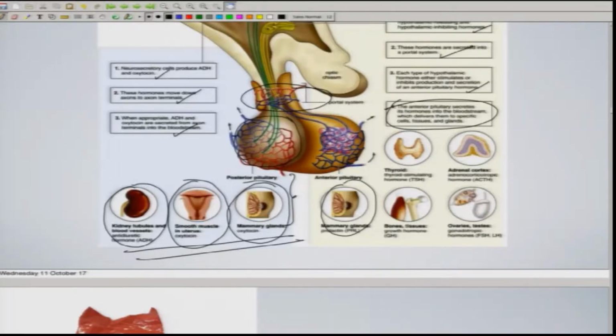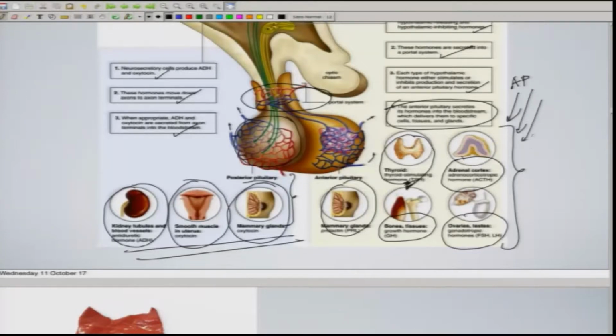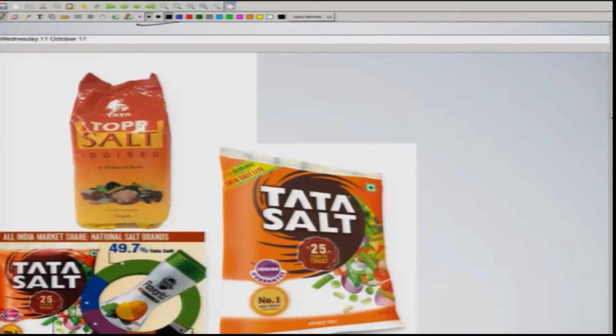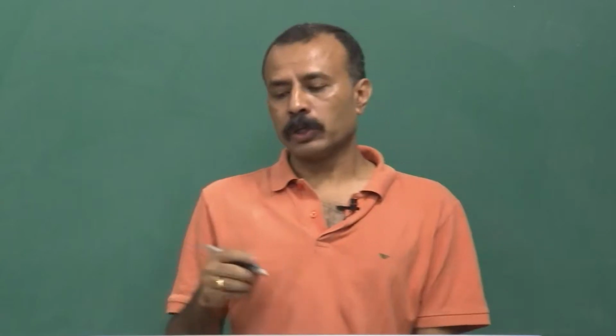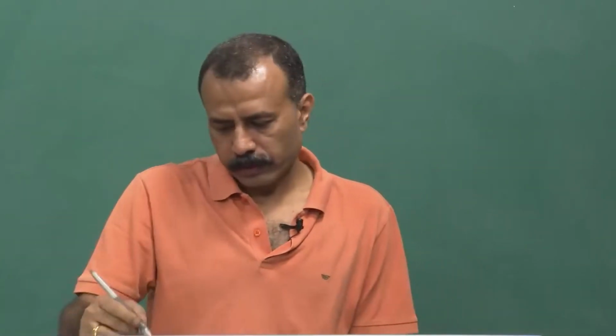Then this influences the thyroid stimulating hormone, which is involved in secretion of thyroxine, which is involved in bone tissue and other things. Then you have the adrenal cortex, where ACTH acts. Then you have the ovaries and testes, which are controlled by gonadotropin releasing hormone, and all these are being controlled by the anterior pituitary at multiple levels of control. Now I will close in here, and next I will be moving on to the thyroid and thyroid stimulating hormone.